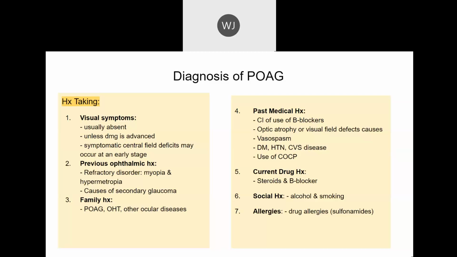And the third one will be family history. Family history, you need to ask whether there is a family history of primary open angle glaucoma or any ocular hypertension and other ocular diseases.